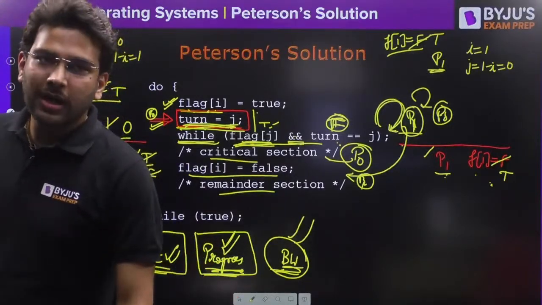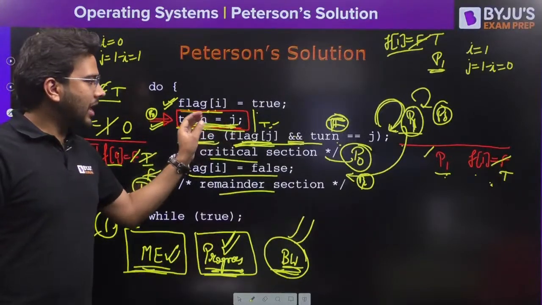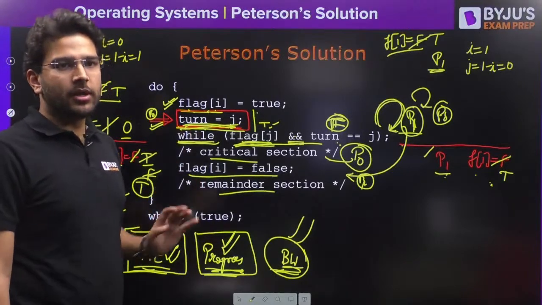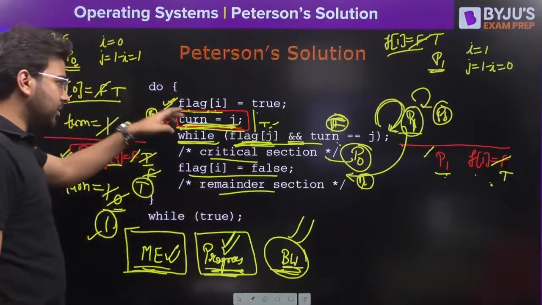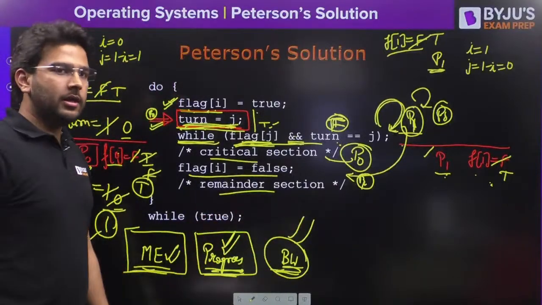So in your notes, you can write it down. Whichever process is going to execute turn = J, that is going to access the critical section first. This is the main thing in Peterson solution, and on the basis of this only, bounded waiting is satisfied. Clear?